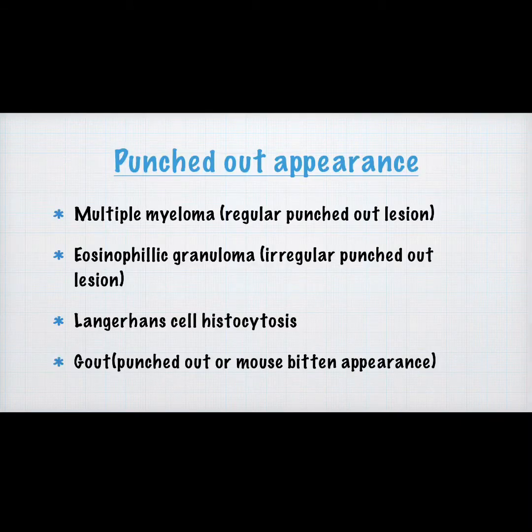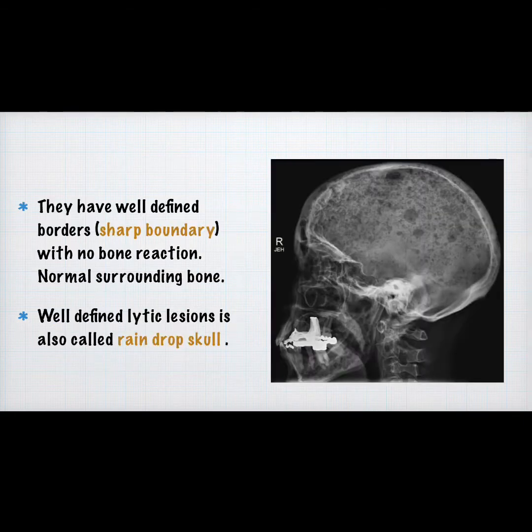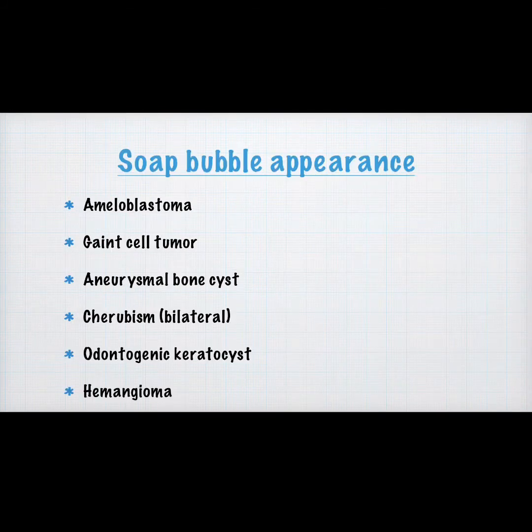Now third comes the punched out appearance, which is seen in multiple myeloma, eosinophilic granuloma, Langerhans cell histiocytosis, and gout. The lesion will show a sharp boundary. This kind of well-defined lytic lesion is also called raindrop skull because it is mainly seen in the skull.